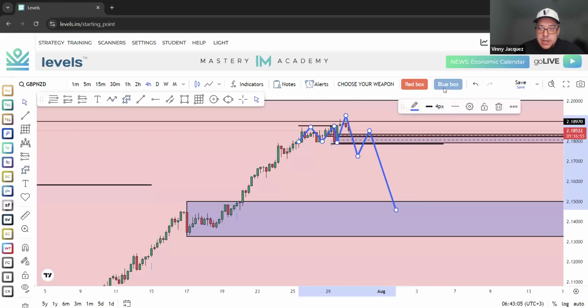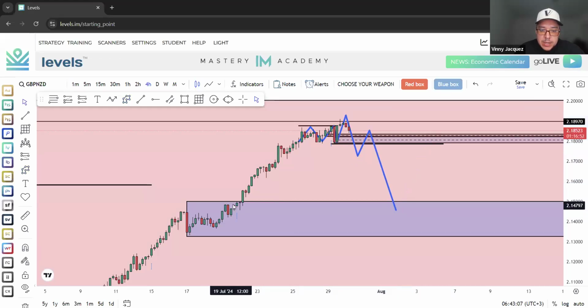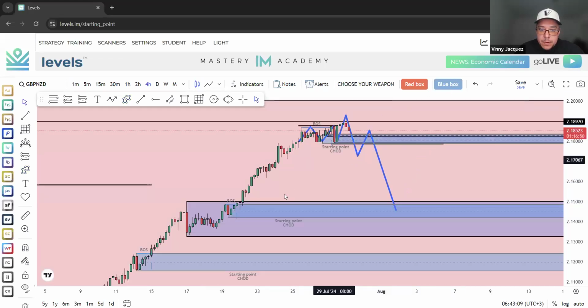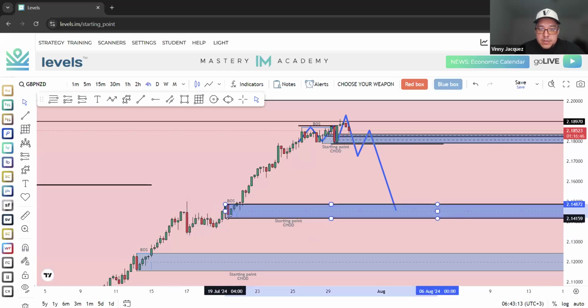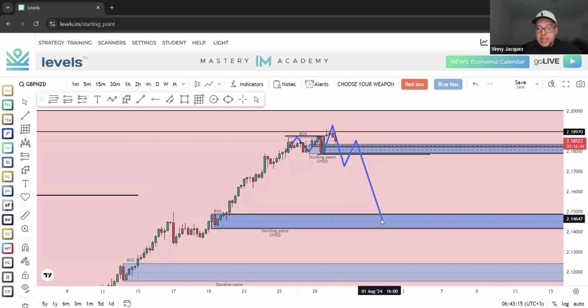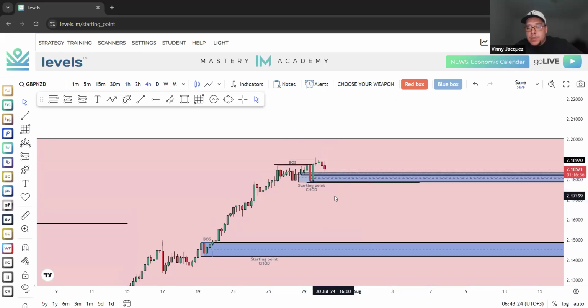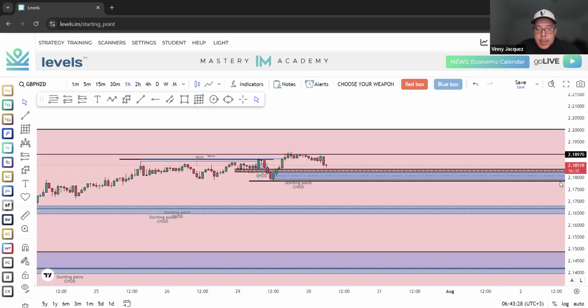And then we can take off. Levels is letting me know that this is the 4-hour starting point. We have a fresh one right here as well. So if sells do hold, we know that we can sell down to this next buy zone on the 4-hour time frame. This is also the daily structure as well. Looking pretty good, bro. Let's drop down on the 1-hour time frame real quick.